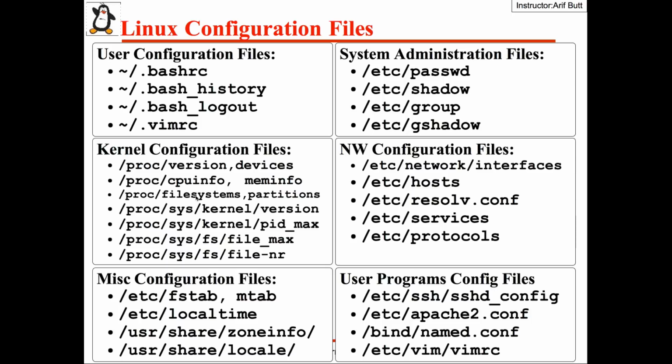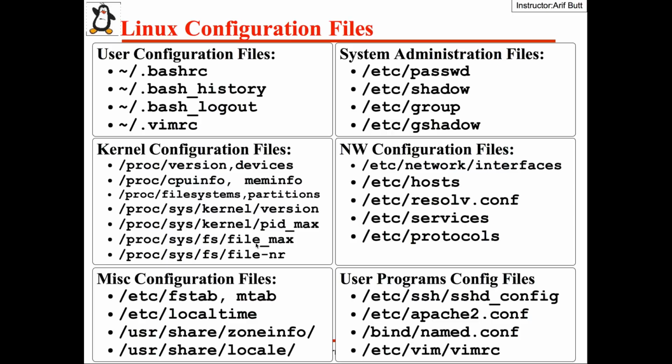Then we have proc file systems. This file basically contains a list of all the supported file systems. This proc sys kernel directory actually contains a range of different kernel parameters. For example, the PID max contains the maximum number of processes that are supported on this kernel. Then this proc sys fs directory contains kernel variables related to file system. For example, the file underscore max variable contains the system wide limit for open files.